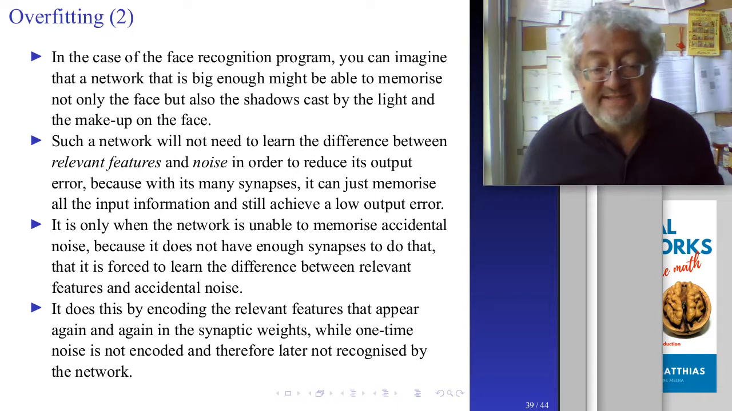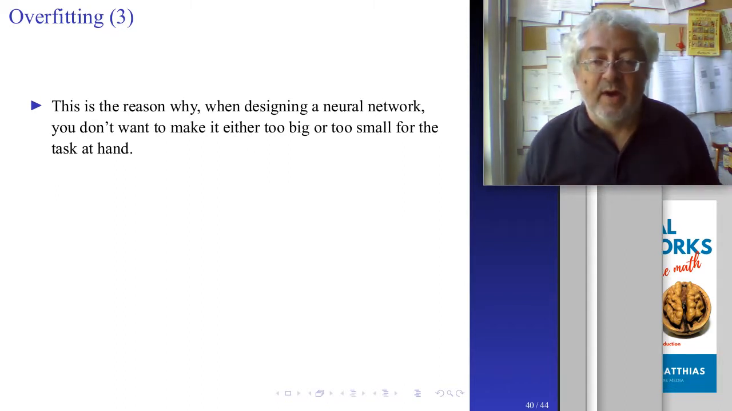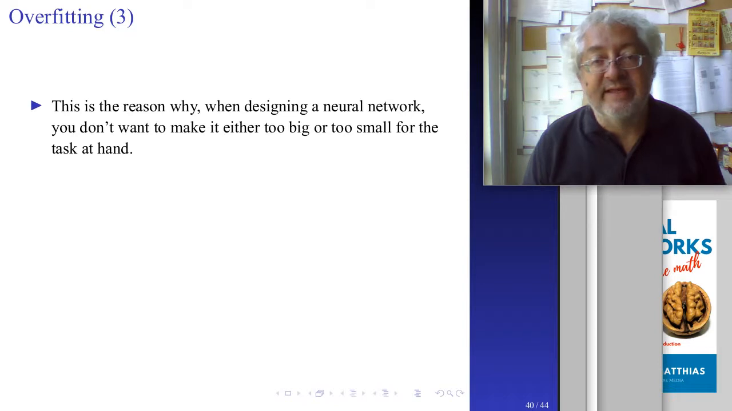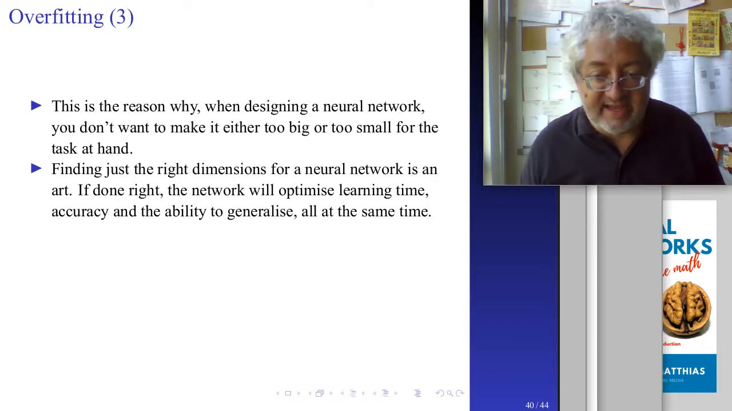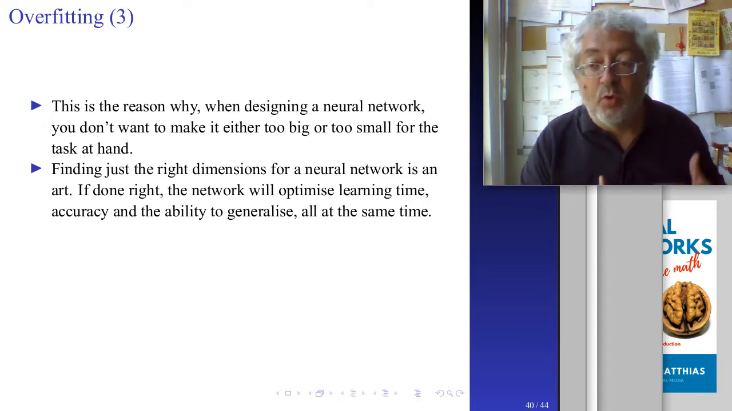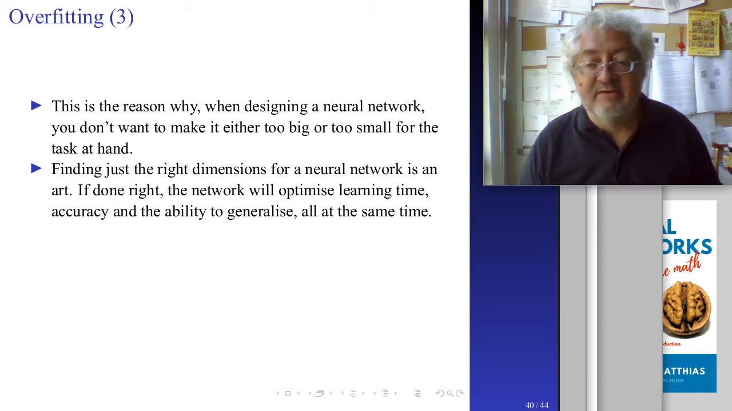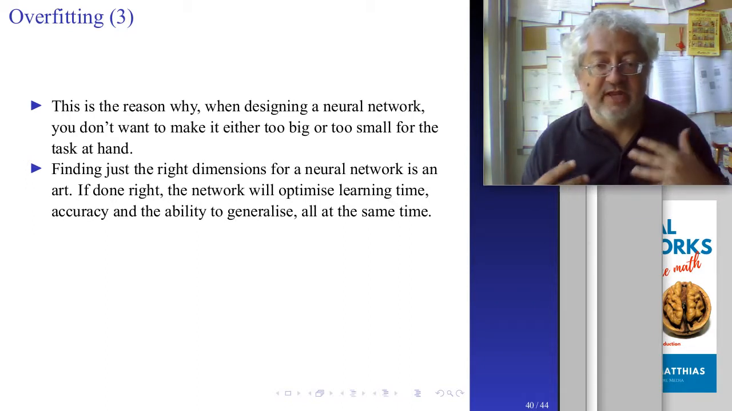So it does this learning how to distinguish by encoding the relevant features that appear again and again, while one-time noise is not encoded and therefore later not recognized by the network. So this is the reason why, when you design a neural network, you don't want to make it either too big or too small for the task at hand. Too big, it will memorize everything and not generalize. Too small, it will not be able to memorize the important features, and then it will not converge. Finding just the right dimensions for a neural network is an art. There is no automatic solution to tell you how to configure it.